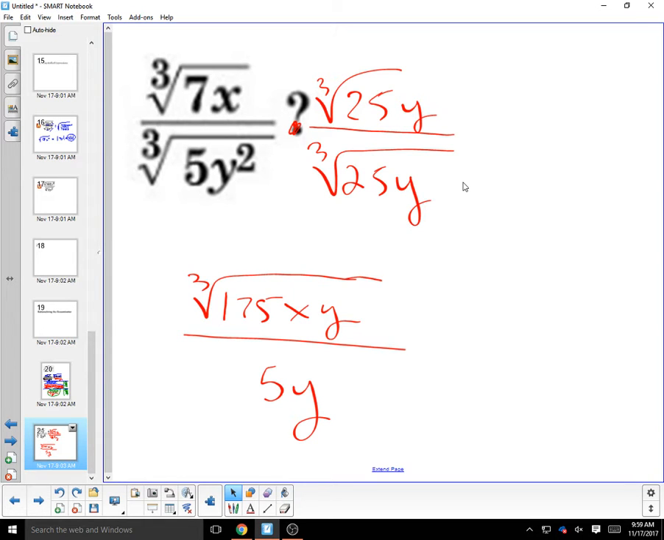And I know it's not going to be a third root of that because the factors are 7, 5, and 5, right? Because 25 is just 5 times 5. So if I try to simplify it, I would get 7, 5, 5 to get the 175.